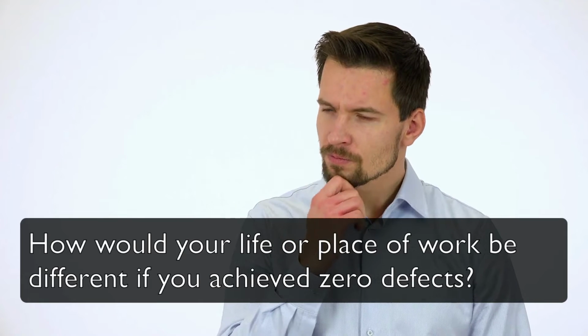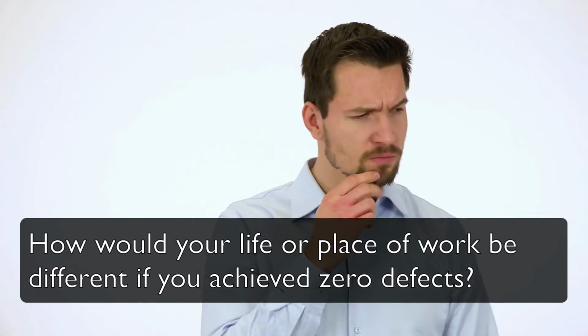Okay, before we go, I'd like to invite you to consider the following question, and if you are answering this question in our mistake proofing course, please feel free to look through your handouts and review the lecture if you would like to before answering. If not, then ponder this question and consider writing down, commenting, or sharing your answer. How would your life or place of work be different if you achieved 0 defects? We'll see you in the next lecture.